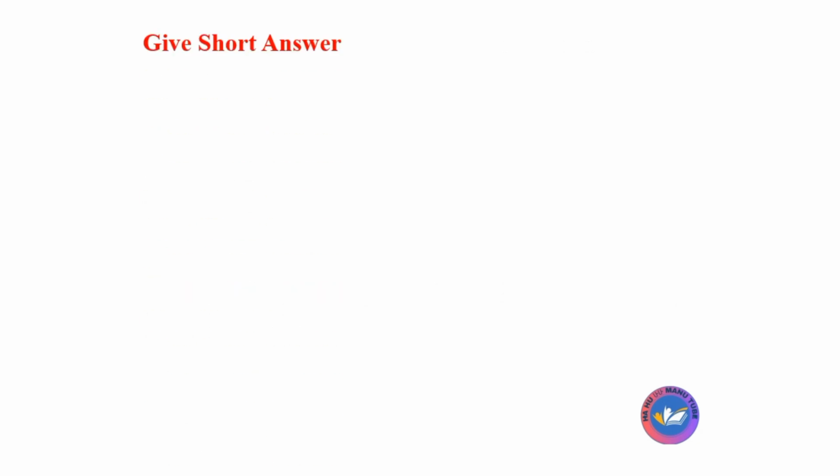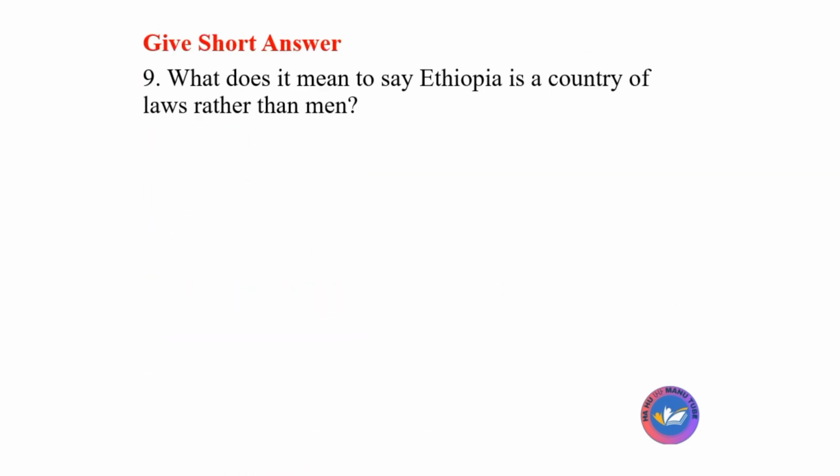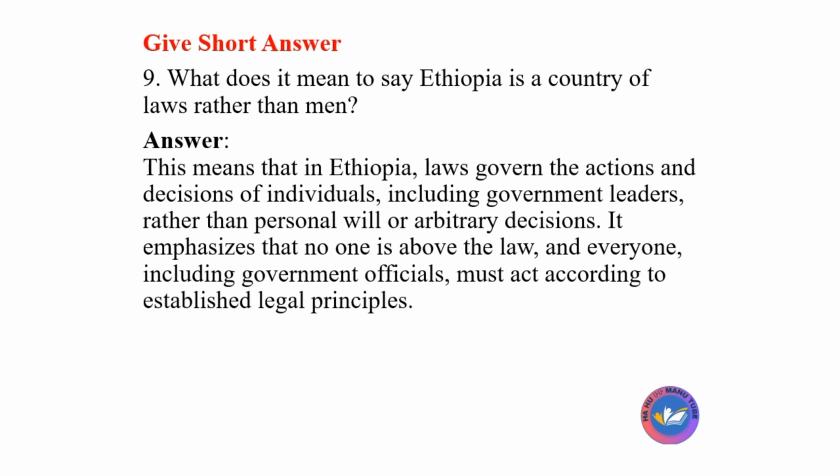Give short answer. Question number 9. What does it mean to say Ethiopia is a country of laws rather than men? The answer is, it means that in Ethiopia, laws govern the action and decisions of individuals, including government leaders, rather than personal will or arbitrary decisions. It emphasizes that no one is above the law, and everyone, including government officials, must act according to established legal principles.